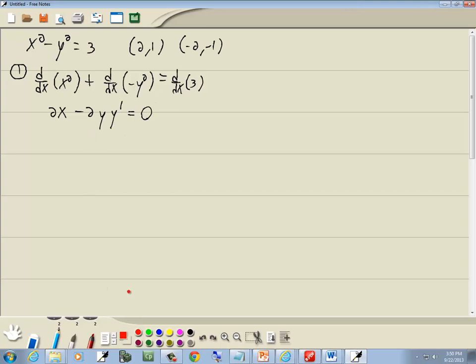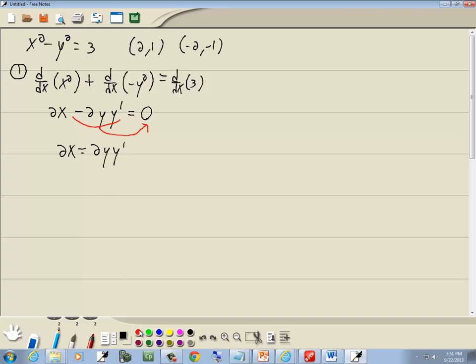Now we're trying to solve for y prime. First step, get rid of parentheses, don't have any. Second step, get rid of fractions, don't have any. Third step, get everything with a y prime on one side, everything else on the other. So I'll take the negative 2y y prime to the right side. So I got 2x is equal to 2y y prime.